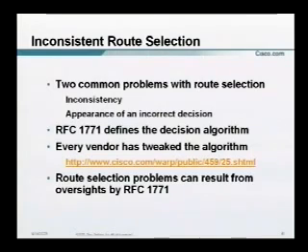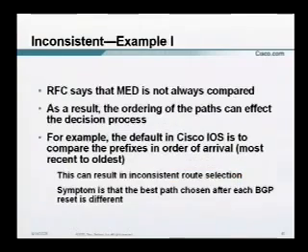And of course, every vendor has taken all this experience they've got from their customers and tweaked the algorithm. And all these tweaks can lead to interesting interoperability issues and so forth, because each tweak is slightly different. For example, the RFC says that the MED is not always compared. And as a result, the ordering of the paths can affect the decision process. For example, the default in IOS is to compare the prefixes in order of arrival.